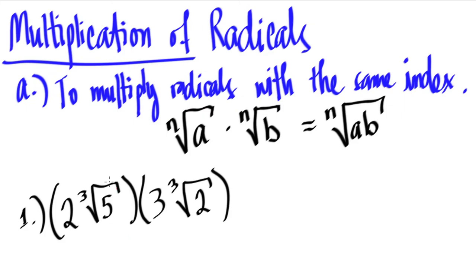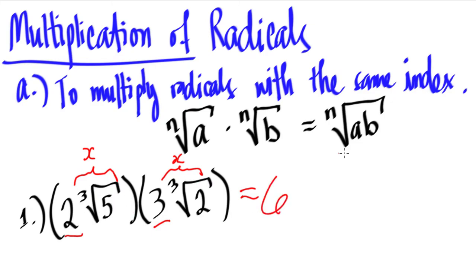What we will do is somehow treat this radical as a variable x, in such a way that the 3 and the 2 will serve as coefficients. In multiplying terms, we will be multiplying the coefficients separately from the factors. So this becomes 2 times 3, which is 6.